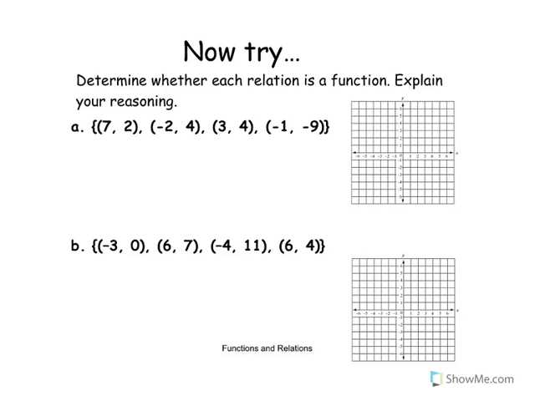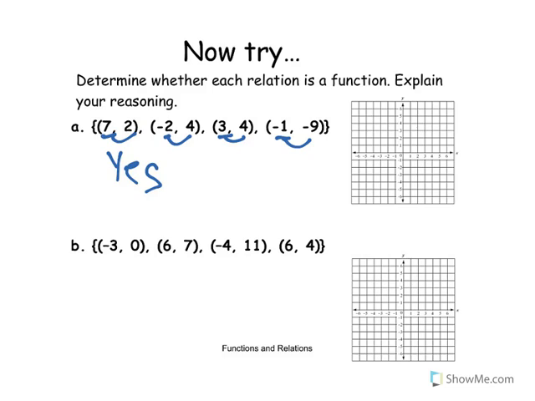All right, so let's take a look. So for the first one, I have 7 goes to 2, negative 2 goes to 4, 3 goes to 4, negative 1 goes to 9. I don't care that the y value of 4 is repeated. Okay, each input has exactly one output. We're going to say yes.